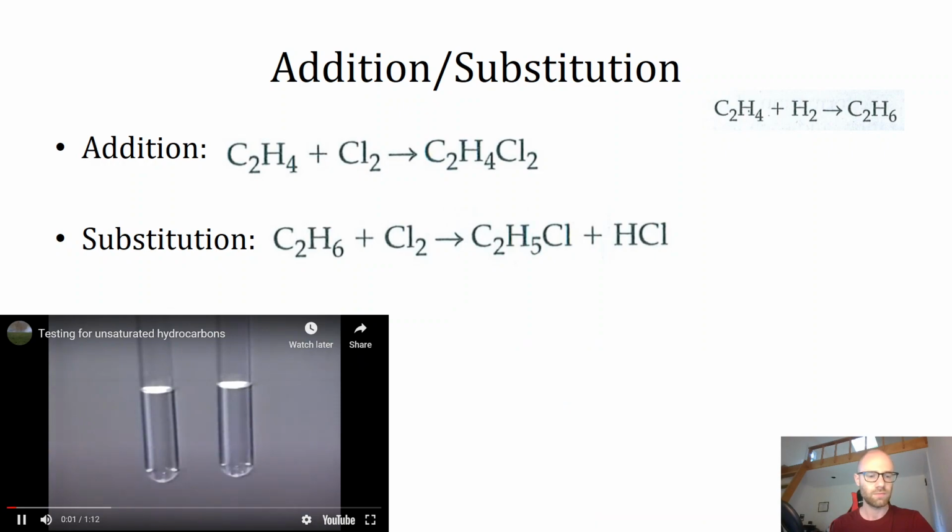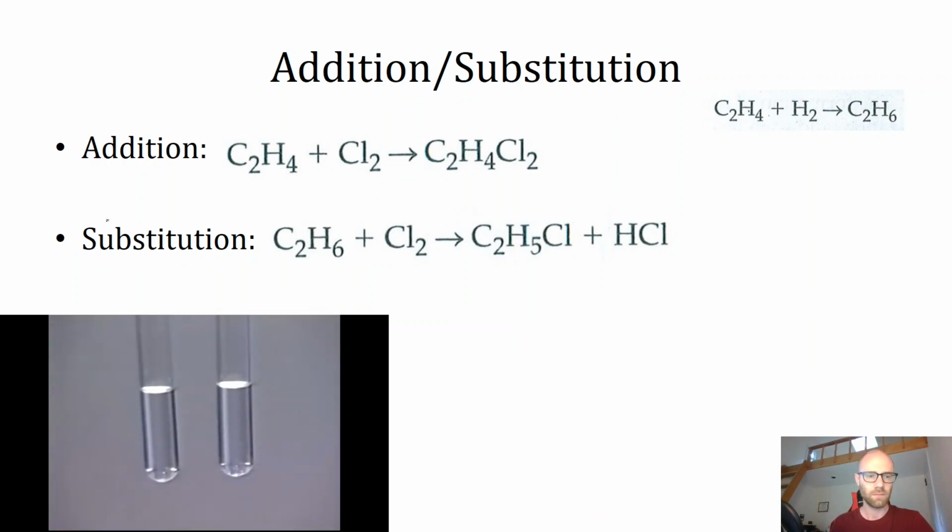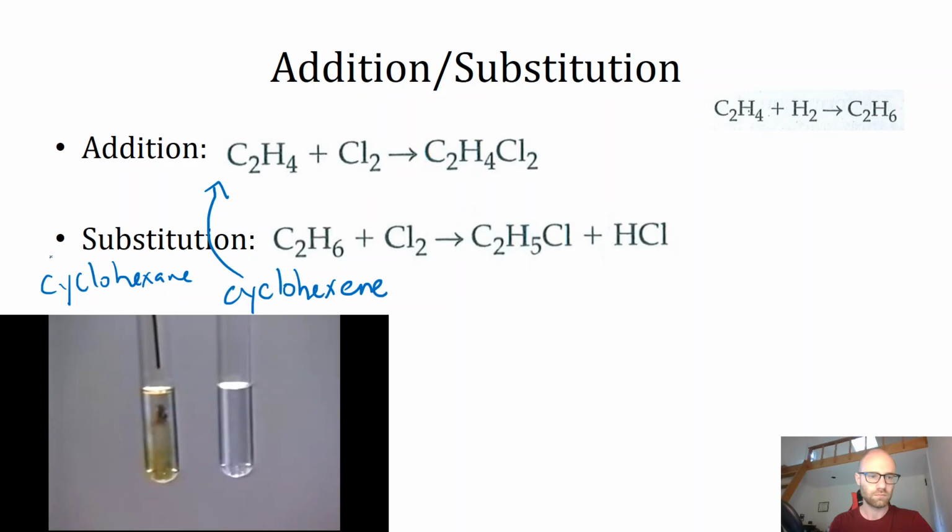The tube on the left contains the saturated hydrocarbon cyclohexane. The tube on the right contains the unsaturated hydrocarbon cyclohexene. First, brown-red bromine is added drop by drop to the left-hand tube containing saturated hydrocarbon. As the bromine is added, it dissolves in the cyclohexane.